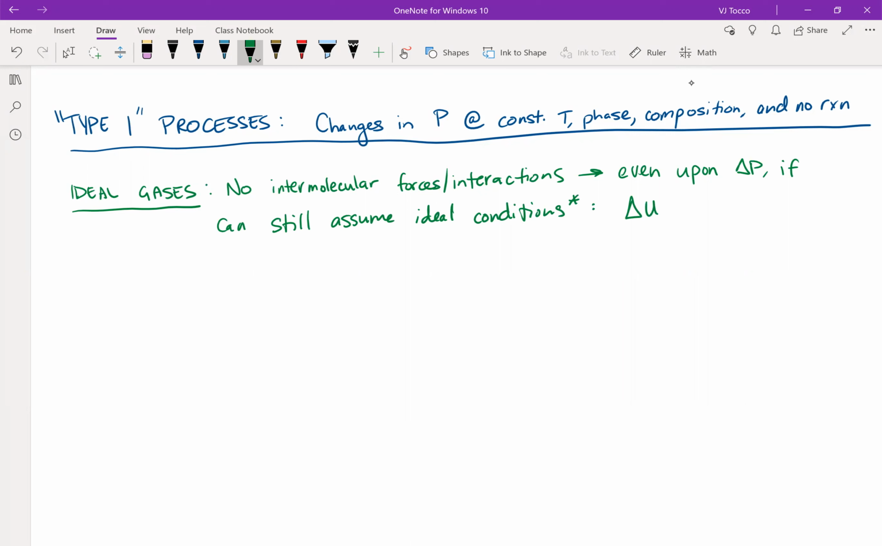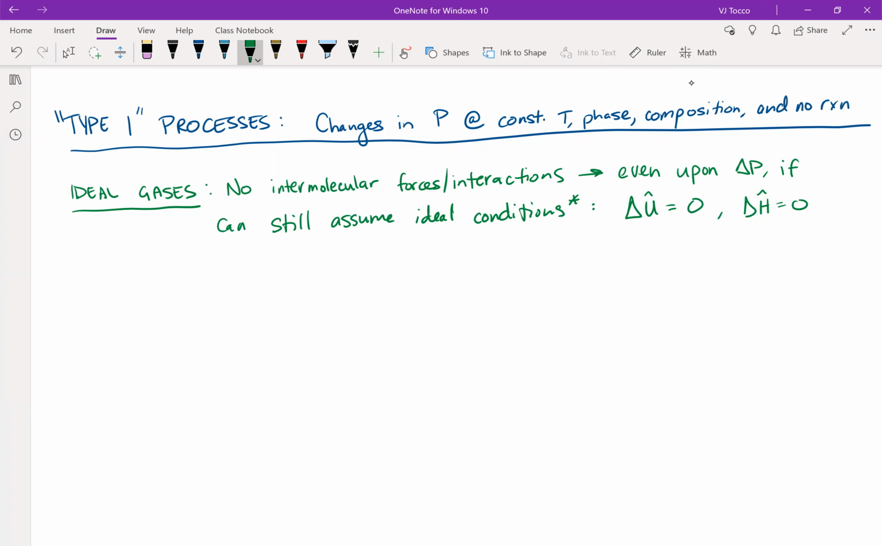We can say that the change in internal energy is equal to 0, and the change in enthalpy is also equal to 0. So this is the easiest one to remember. If I have an ideal gas and I can still assume ideal conditions, I'm not going to have a change in internal energy or an enthalpy because of the assumption that I've made.